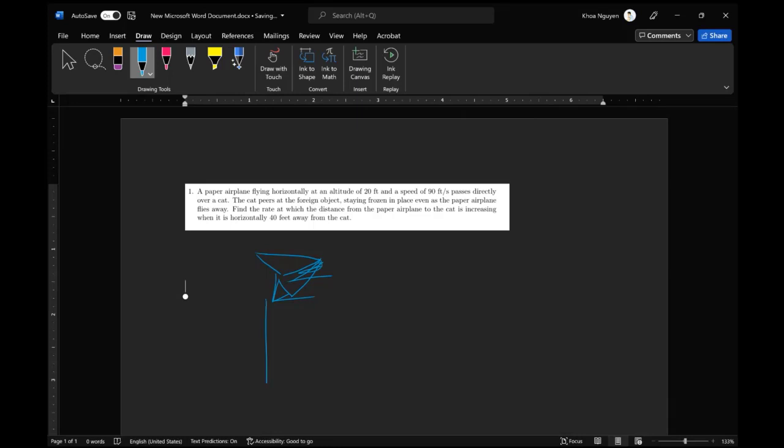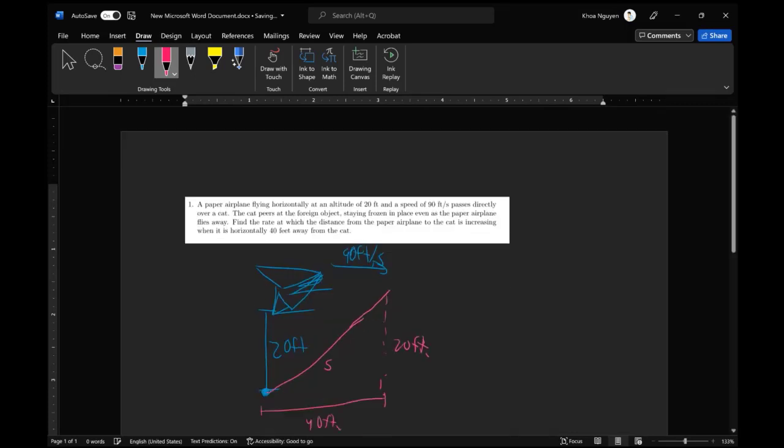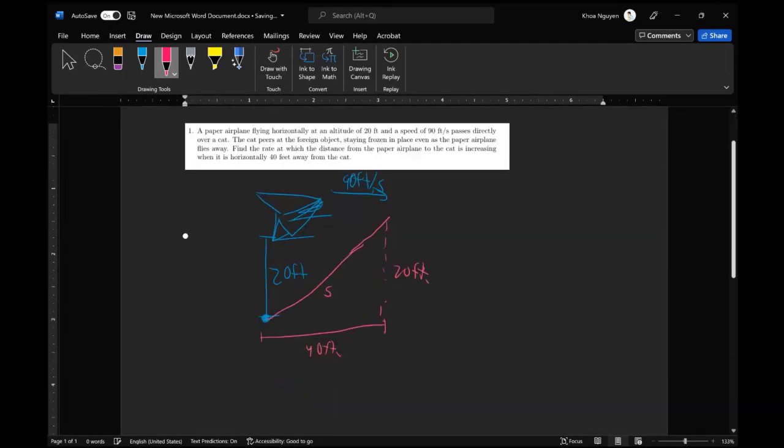And basically you've got 20 feet, and then it's also traveling at a speed of 90 feet per second. And then it's above a cat. We don't really have to care about what specific object it is, but it's above something, and it's 20 feet high from there. And they're asking at what rate the distance between the cat and the paper airplane is changing when the paper airplane is horizontally 40 feet away. So I'm going to write that 20 feet over here. And you can clearly see that there's a triangle here. And it actually utilizes the Pythagorean theorem.